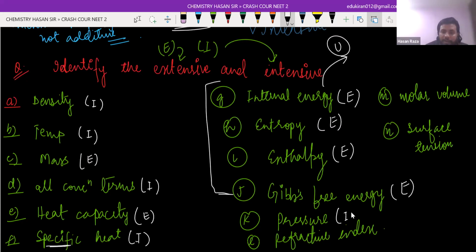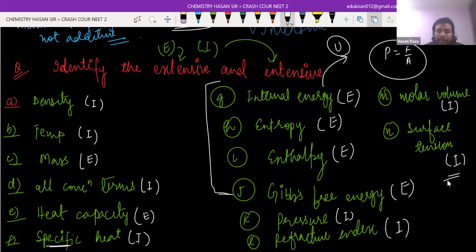Pressure is an intensive property. As you know, pressure is equal to force upon area, right? It is an intensive property. Refractive index is also an intensive property. If you have a glass of 100 meter cube, its refractive index will be the same as 10 meter cube of the glass, so it is intensive. Molar volume is intensive, and surface tension is also intensive. So please be aware of this. Is that clear?